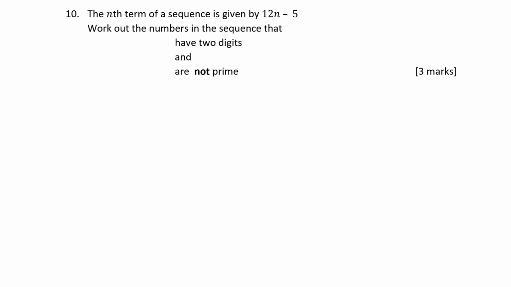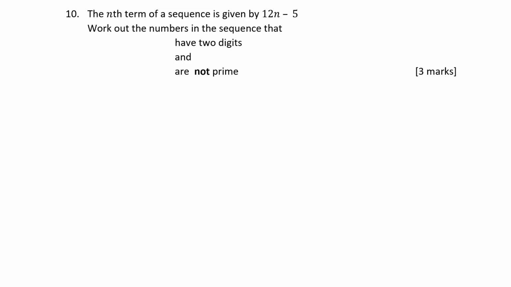Question 10. The nth term of a sequence is 12n minus 5. Work out the numbers in the sequence that have 2 digits and are not prime. Okay, so why don't we just try listing some of these numbers out.